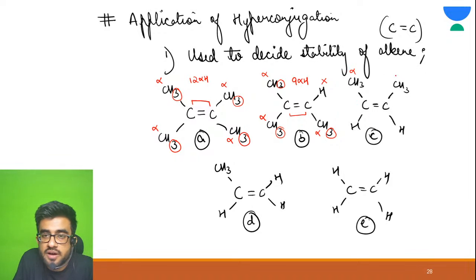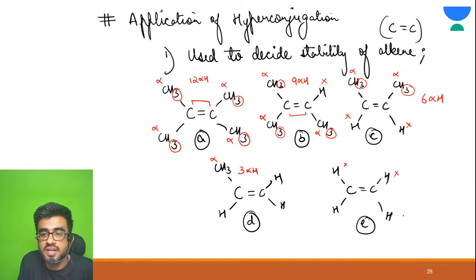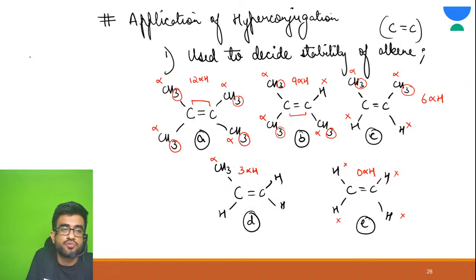Similarly, this is your alpha, this is your alpha. You don't need to consider these things. These hydrogens, this 3, this 3. So it has 6 alpha hydrogen. Similarly, this is your alpha, 3 alpha hydrogen. And there is no alpha, we don't consider any hydrogen here. So it has 0 alpha hydrogen. So A is the most stable one. Why? Because it has the maximum number of alpha hydrogen. So what is the order? A, B, C, D and then E.